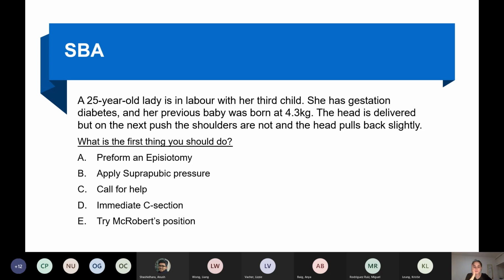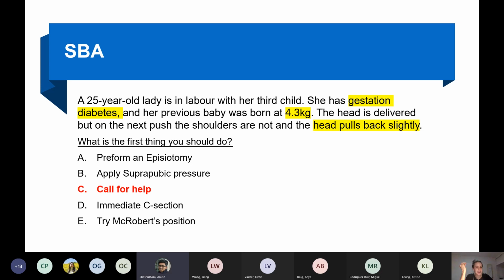Last few seconds. Okay, so things to look for in this question: she has gestational diabetes, she has a previous baby which is big, and the head is pulled back slightly. So we know the diagnosis is shoulder dystocia. So the answer is to call for help. Is that what you got, Anush? Yeah, it's a bit of a sellout answer, but it's also definitely the correct answer.